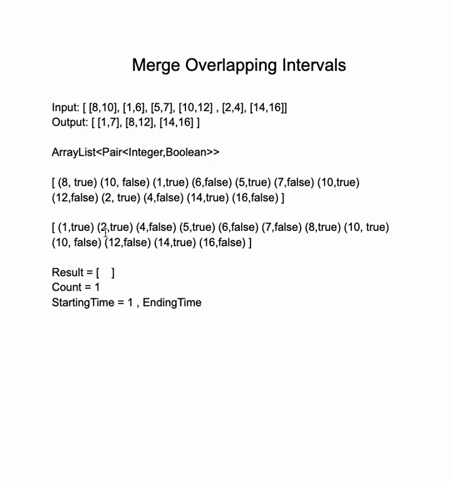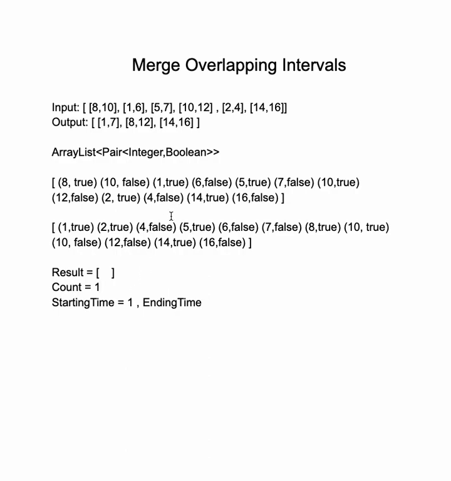And now we got the next pair, 2 comma true, and it is also a starting time, so we'll be adding 1 to the count. Now count will become 2. Now we got 4 comma false. Here it is an ending time, so we'll be subtracting 1 from the count. So now the count would become 1.